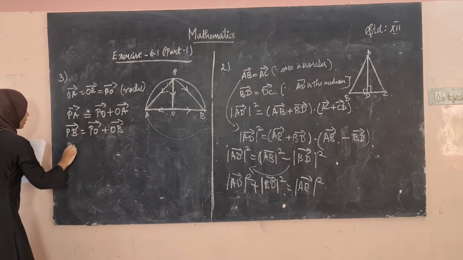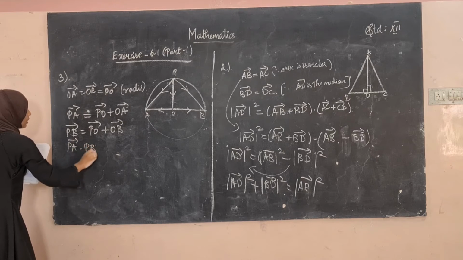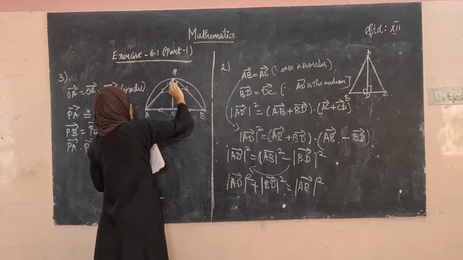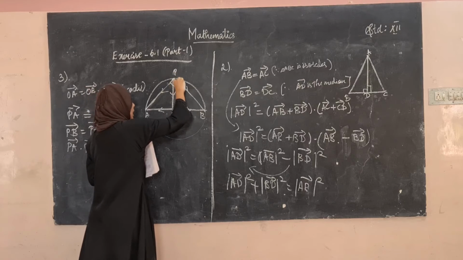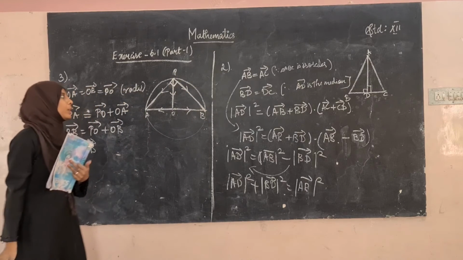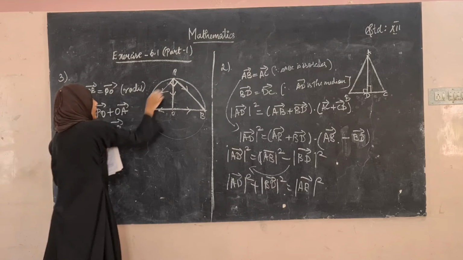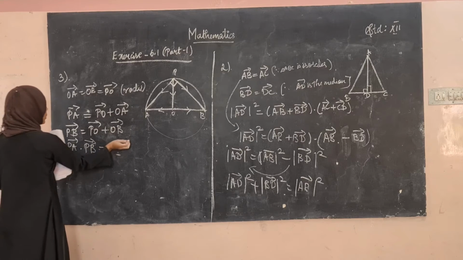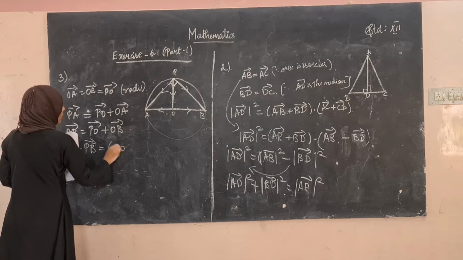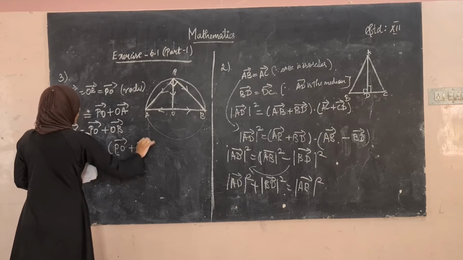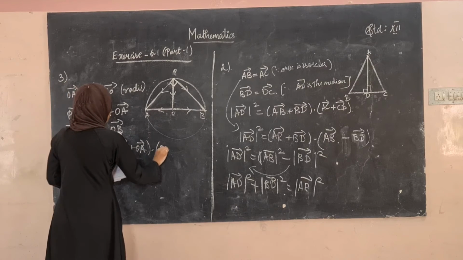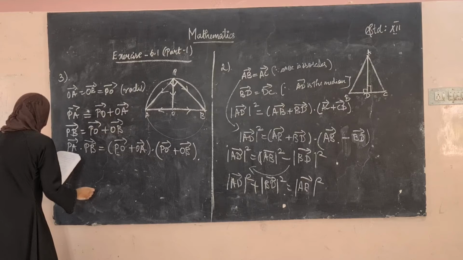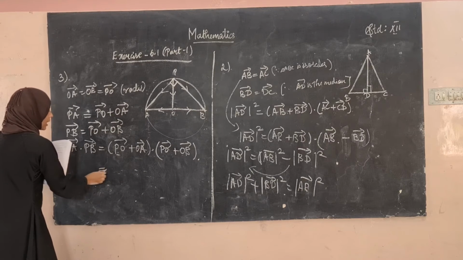Okay, now PA vector dot PB vector. What you have to show is that this is a right angle. Right angle means this and this should be perpendicular. So for proving that they are perpendicular, what can we do? This vector dot this vector is equal to 0. So for that we are going to do this. What is PA vector dot PB vector? It is PO vector plus OA vector dot PO vector plus OB vector. Okay, which is equal to, from this what can we say?